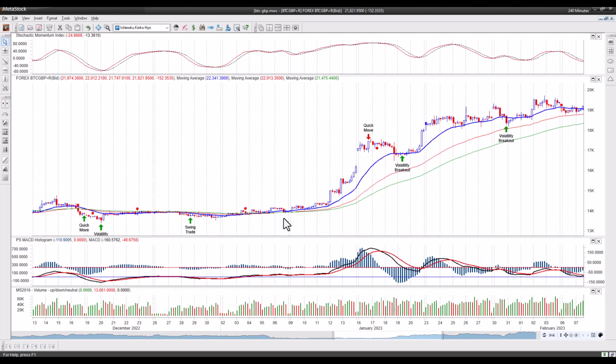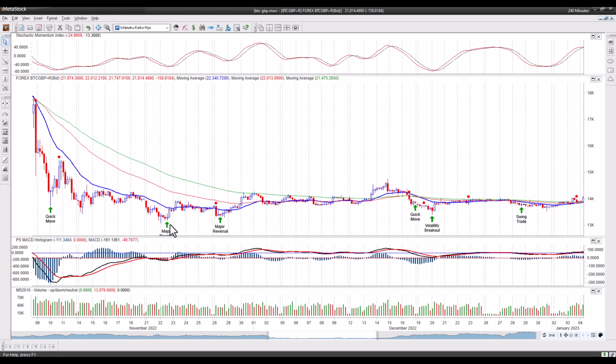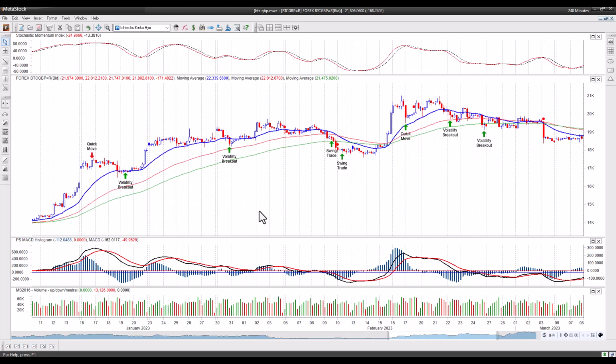And then where's the swing trade there, worked out beautifully. A volatility breakout there worked out okay. Major reversal is a beautiful one here. So the major reversal strategy can last for weeks to months, and you can see back in November you would have gotten in here at what was the open there, 13,300, and that one lasted for quite a long time. You just keep moving your trailing stop up.